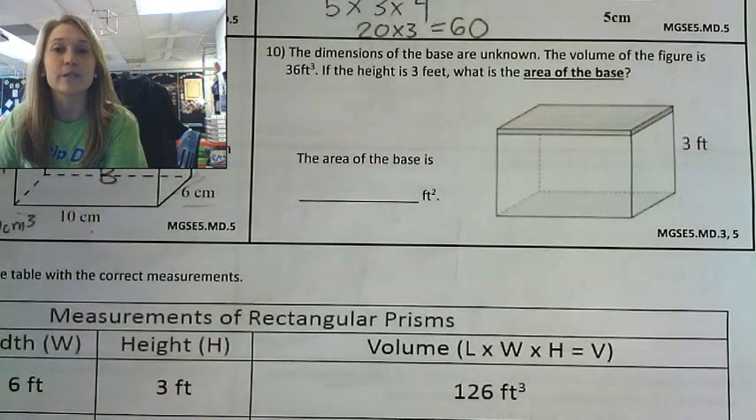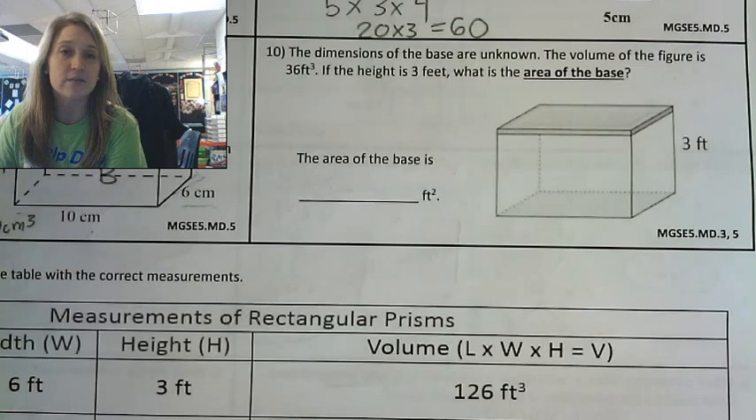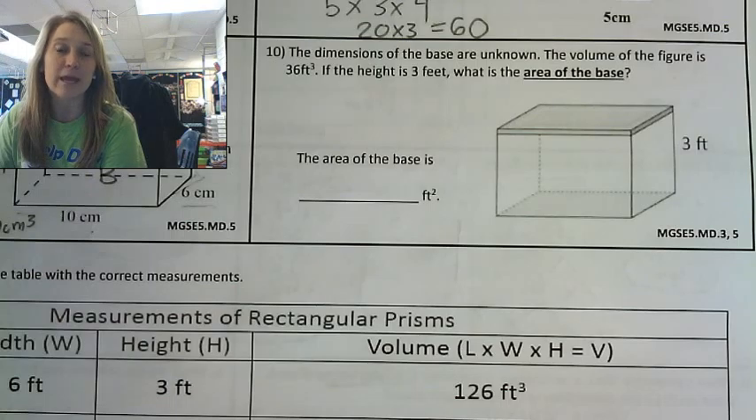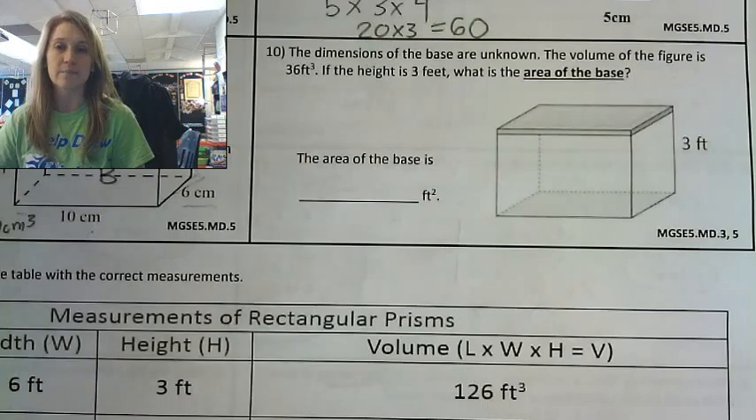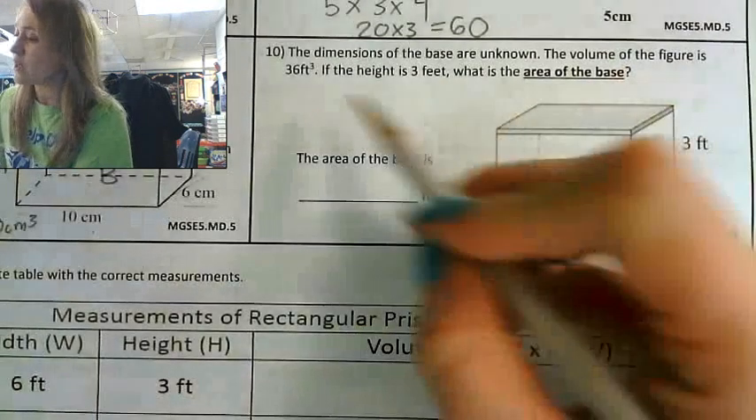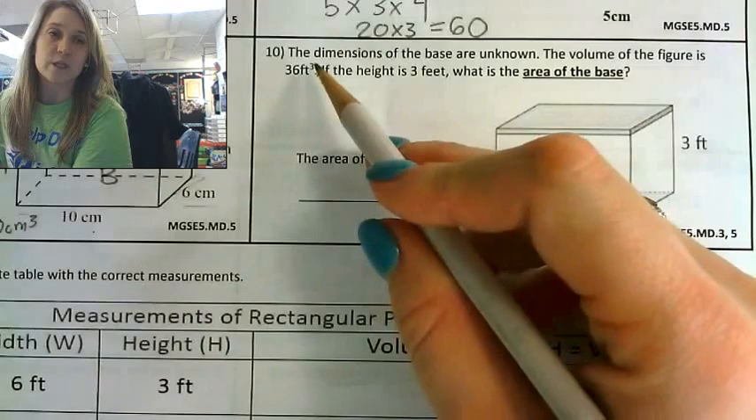The dimensions of the base are unknown. The volume of the figure is 36 feet cubed. If the height is 3 feet, what is the area of the base? All right. I think I can solve this one, but it's a bit different than what I've seen in class. So let me use what I know about volume. Okay? The volume of the figure is 36 feet cubed.